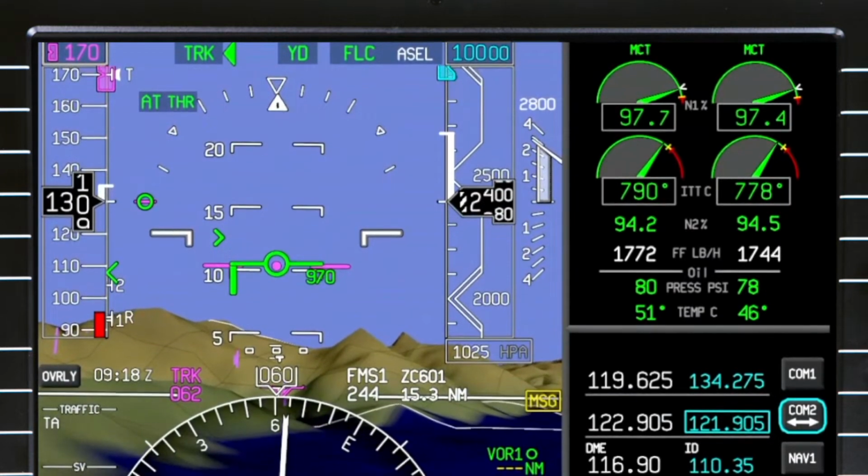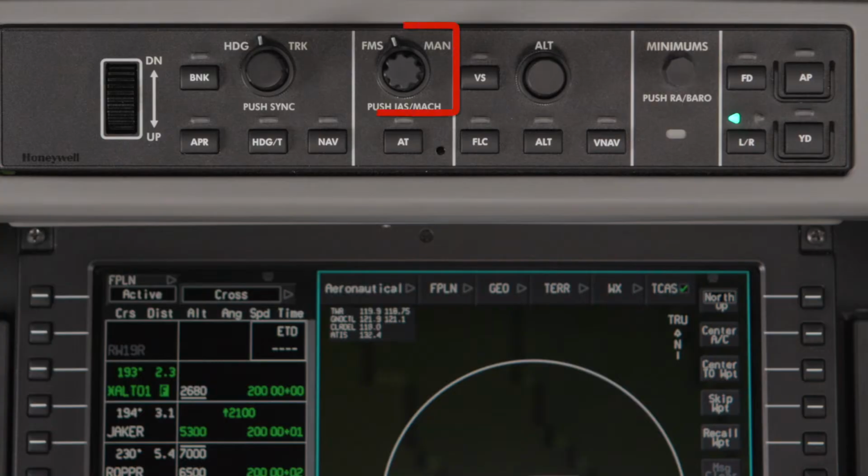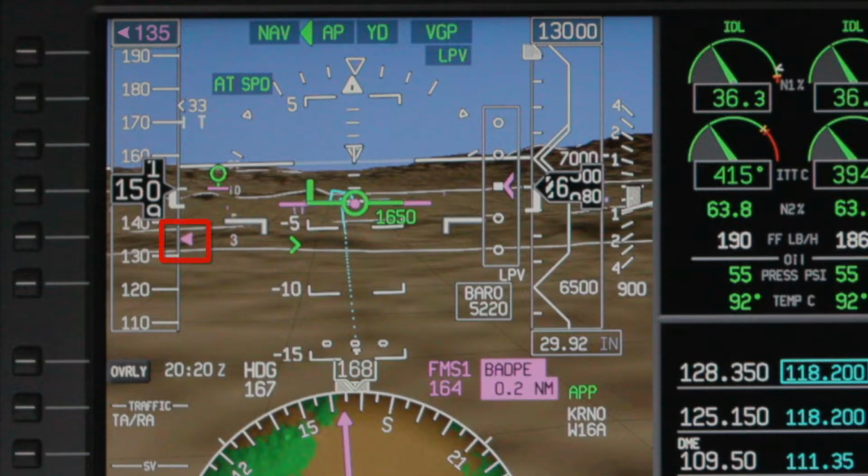When the speed knob is set to FMS, the speed bug is removed from the speed tape, and instead, an FMS speed arrow points to the calculated speed. The speed is also displayed numerically above the speed tape. The flight director and auto throttle systems will target this speed if they are engaged.